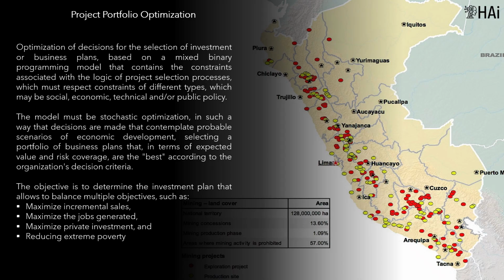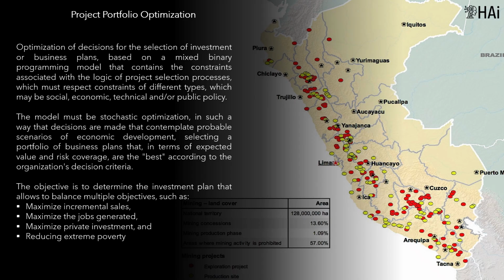Optimization of decisions for the selection of investment or business plans, based on a mixed binary programming model that contains the constraints associated with the logic of project selection processes, which must respect constraints of different types, which may be social, economic, technical and/or public policy.